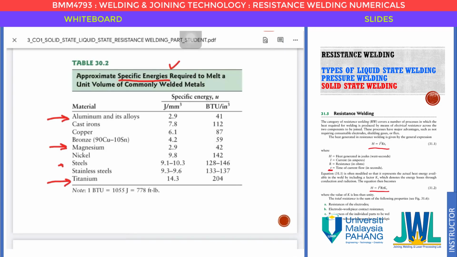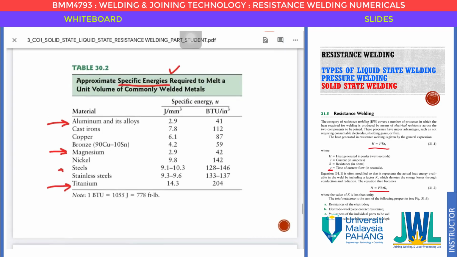If you have, let's say, 2 millimeter cube of volume, then H is equal to mu m multiplied by the volume, right? So you multiply the volume by the specific energy. Let's say I ask what heat energy is required to melt 2 millimeter cube of aluminum. Then H is equal to mu m multiplied by volume. Mu m of aluminum is 2.9, multiplied by volume 2. So 2.9 into 2 is going to be 5.8. Okay, so this is how you calculate the amount of heat required to melt a material.